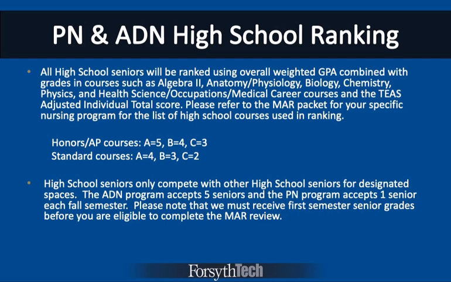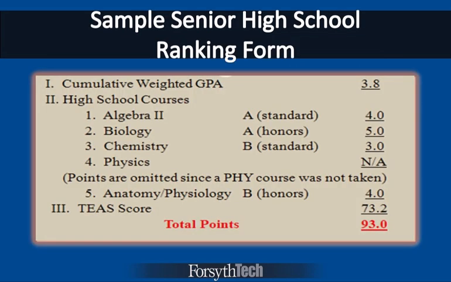High school students must wait to come for the MAR review until after your first semester senior year grades have posted on your transcript so that points can be given for all courses completed and the GPA can be the most accurate and up to date. The PN program accepts 1 high school senior and the ADN program accepts 5 high school seniors each fall semester only. Here is a sample high school ranking form for high school applicants to review. You only receive points for the courses listed that you have completed, and that total will be added to your cumulative weighted GPA and your TEAS total score.